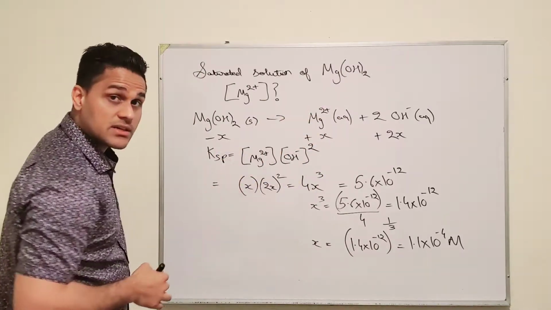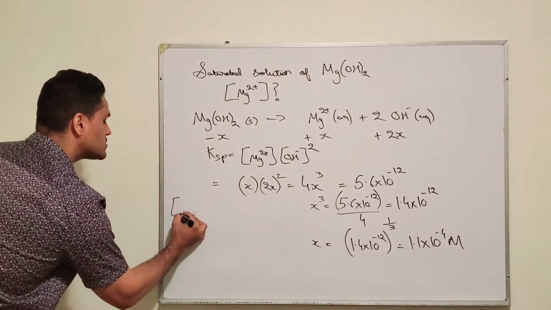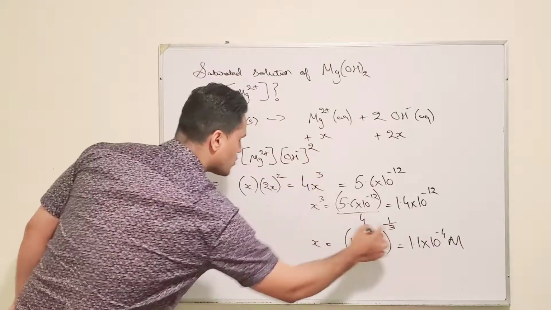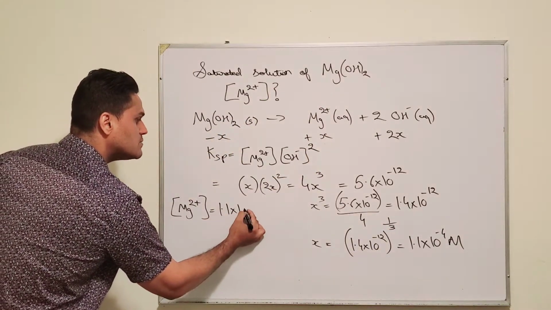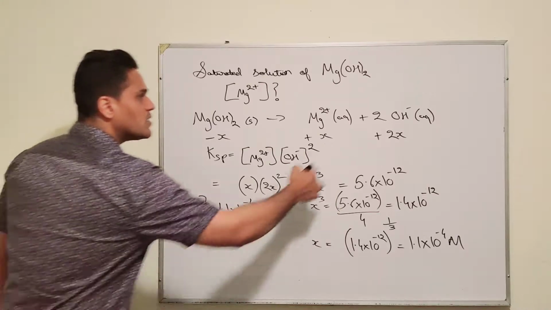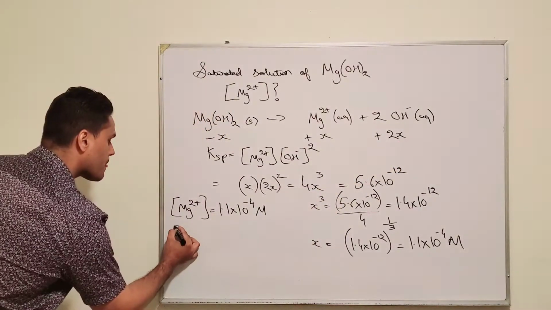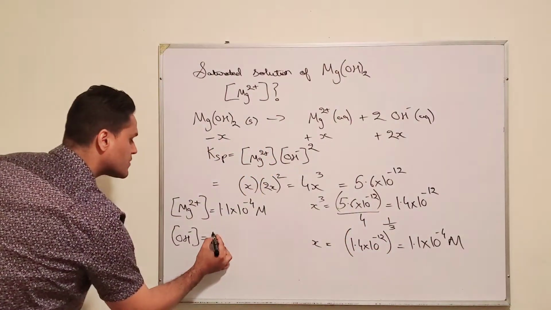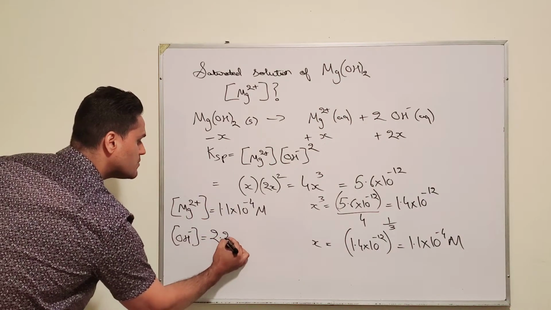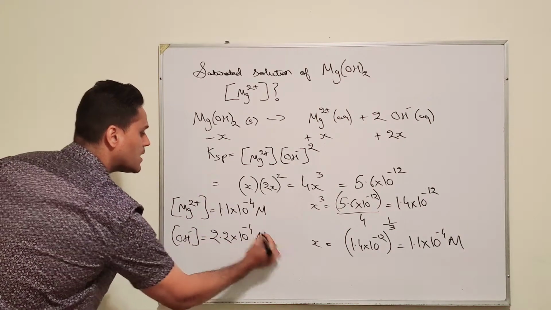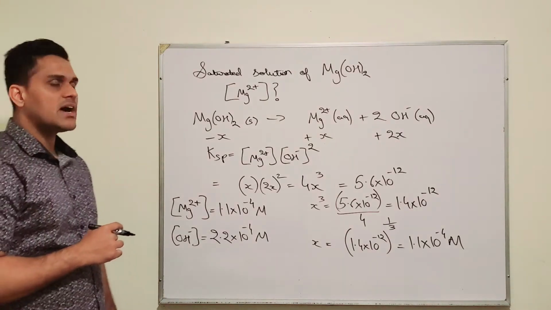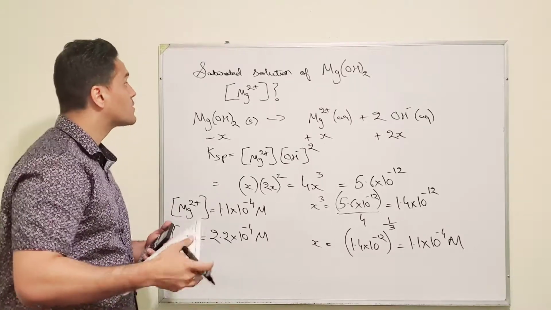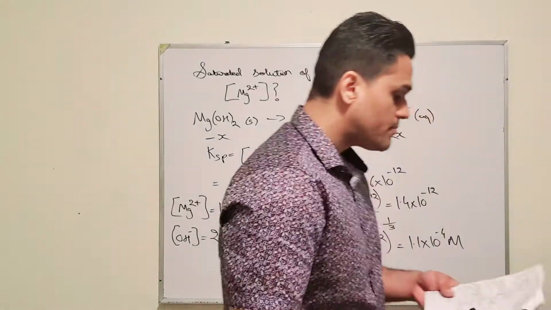Now, we could have also found our concentration of OH minus, folks. So let's write the concentration of both of those ions. My concentration of Mg2+ is x, which is 1.1 times 10 to the power minus 4. And my concentration of OH minus is 2x, which is just going to be 2 times this number, 2 times 2 times 10 raised to the power minus 4. So that's how you're going to get the concentration of ions for any saturated solution. Okay? We'll do a couple more examples.